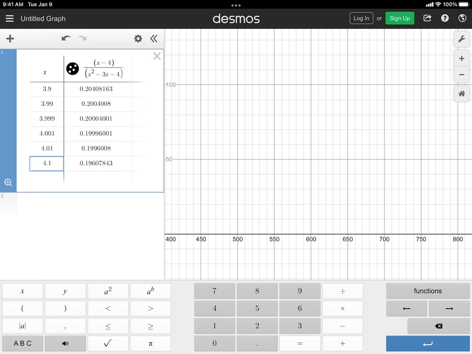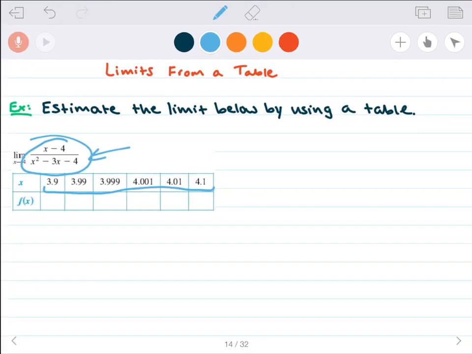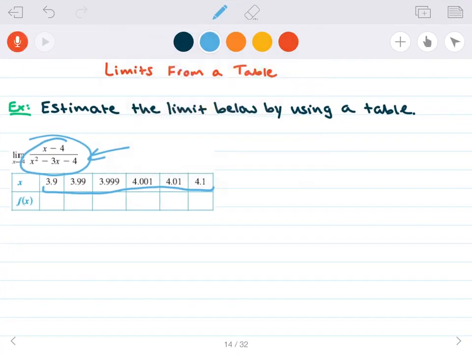So it looks from this table as the x values get really close to 4 on both sides, on the left and the right side of 4, this function is getting really close to 0.20. So we're going to guess that that's our limit here, 0.20. So the limit is approximately 0.20. As x gets closer to 4, y gets closer to 0.20. So that's our answer here.